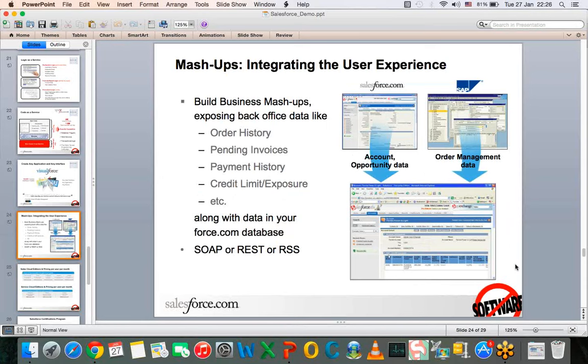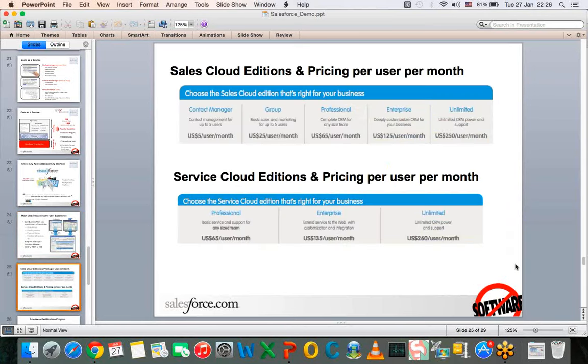Till here we discussed the different features available, and the next slide tells you the pricing per user per month for licensing. We have different licenses, right? So we have contract manager, group, professional, enterprise, and unlimited. Along with this, you have one more license, the developer license, which is free of cost.